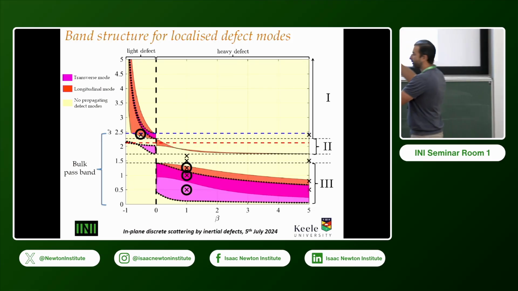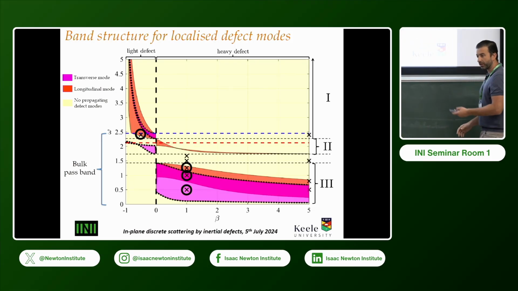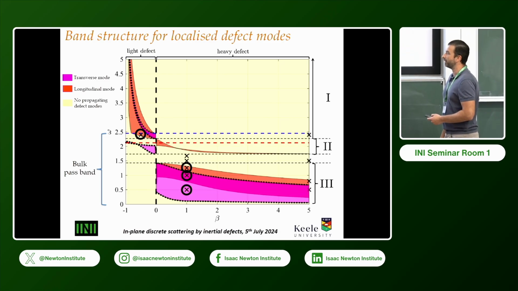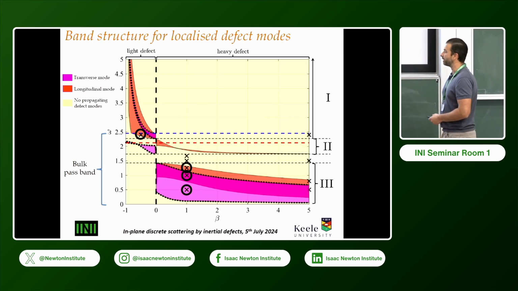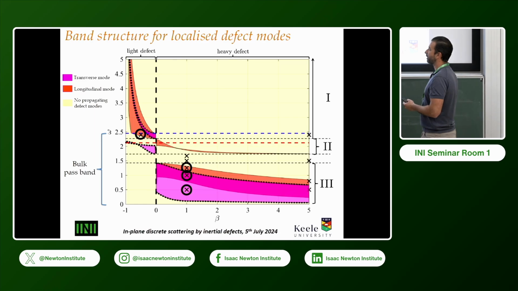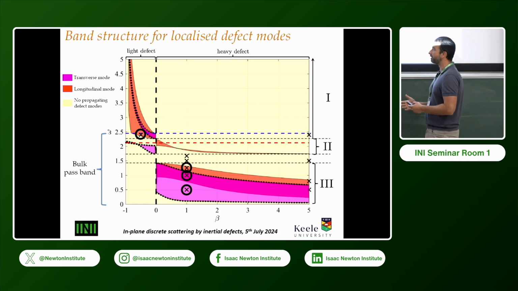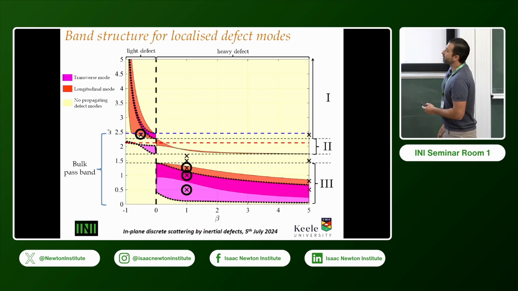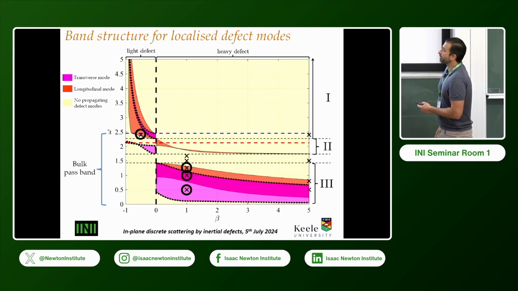Okay, so tracing the width of those bands for the defect modes, you can come up with a band diagram like this, which is omega against beta. I'm almost done in a second. The information you glean from this is, probably as expected, that the light defect likes to vibrate at higher frequencies. And in particular, if you have a regime where you have a transverse mode, it's always accompanied by a longitudinal mode. So this is the band for the transverse mode.